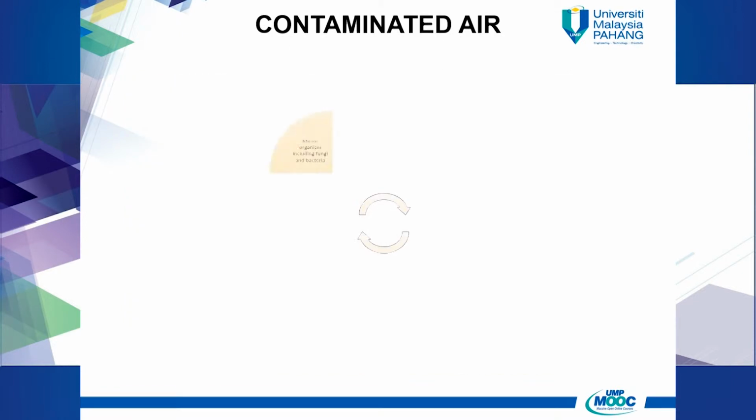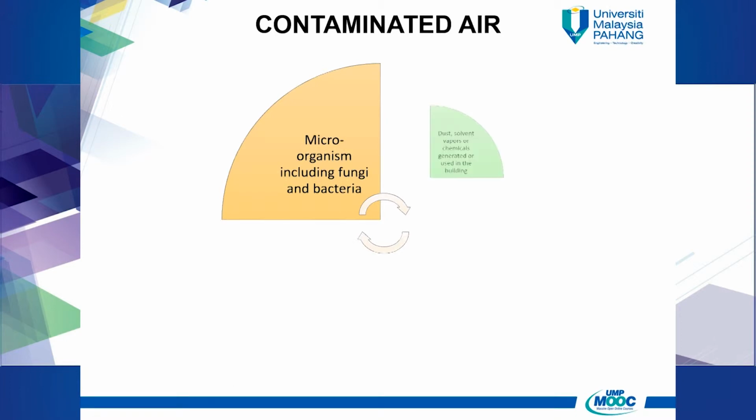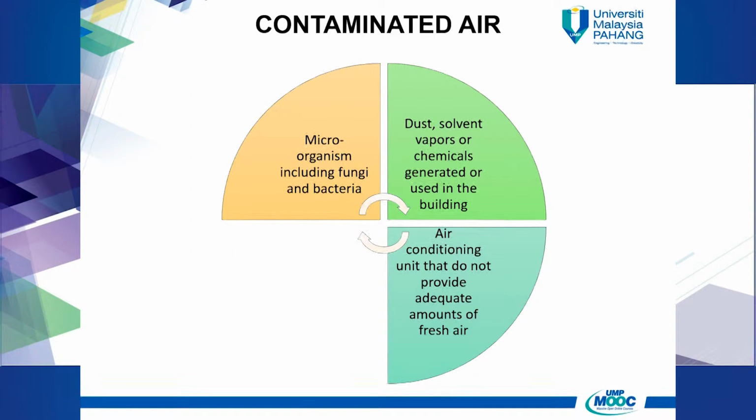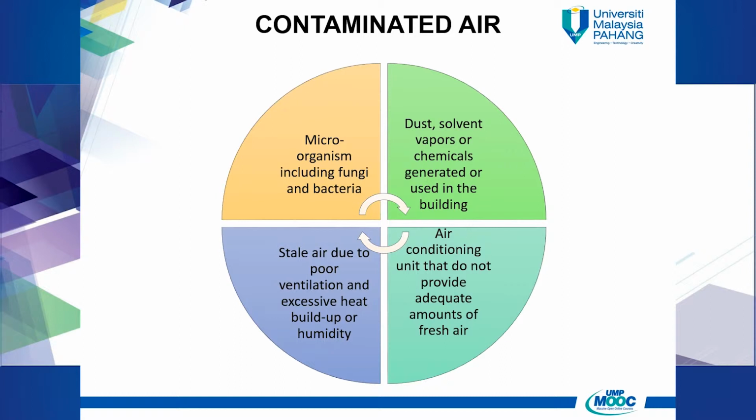Contaminants in the office can include bacteria, viruses, mold spores and dust, solvent vapors, or chemicals generated or used in the building. Air conditioning units that do not provide adequate amounts of fresh air can cause high levels of carbon dioxide. Stale air due to poor ventilation and excessive heat buildup or humidity can also contribute to air contamination.